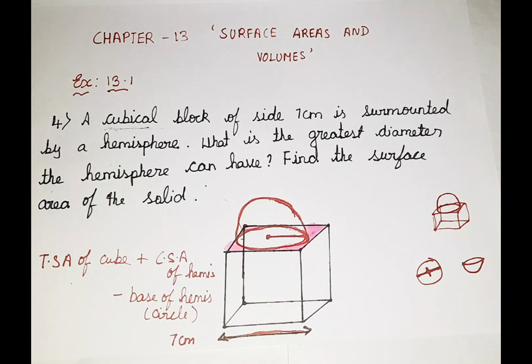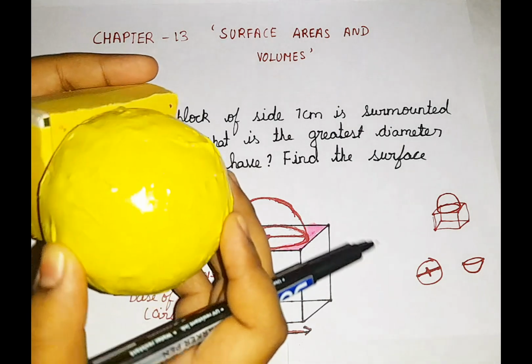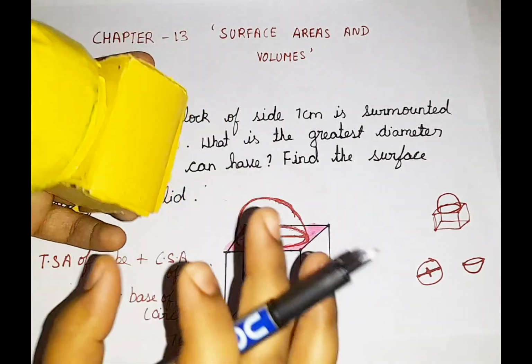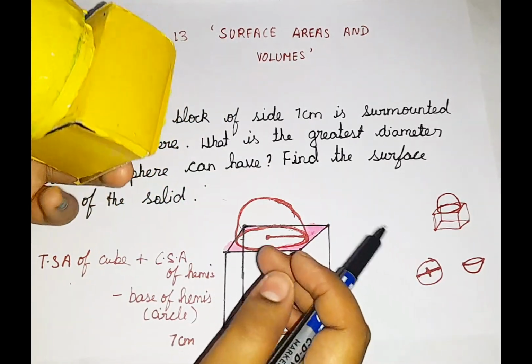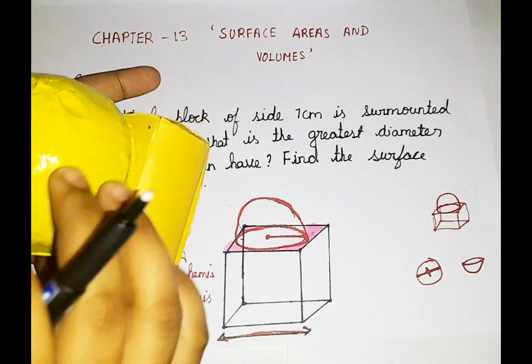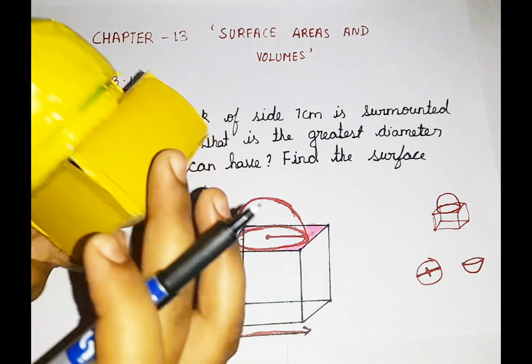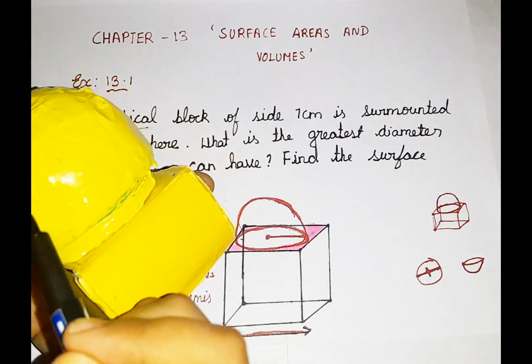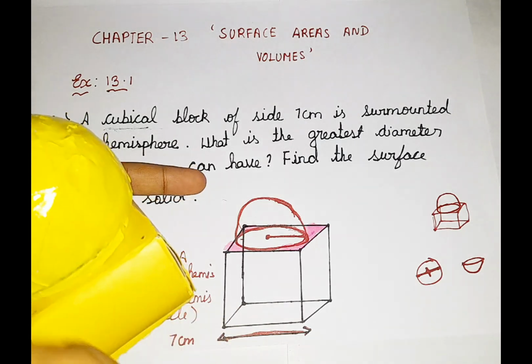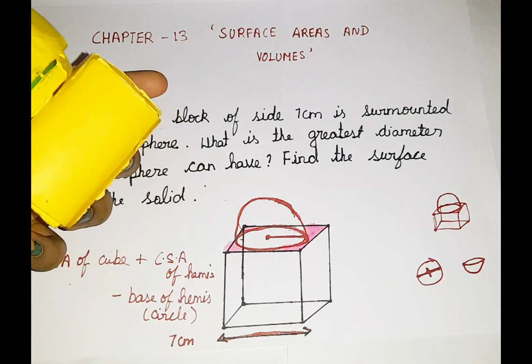Alright, now since you guys know how to identify the total surface area: if you are able to paint the complete figure, the complete shape, then we are supposed to use total surface area. If you are not able to paint the complete figure but you are able to paint only the curved part, like in this hemisphere where we are able to paint only this curved part, then because I am able to paint the curved part only, I use curved surface area.